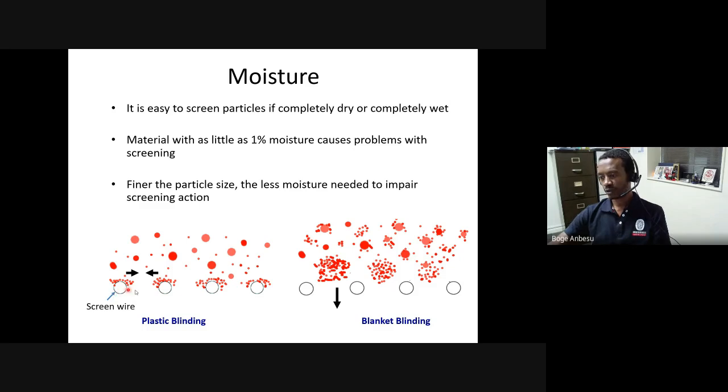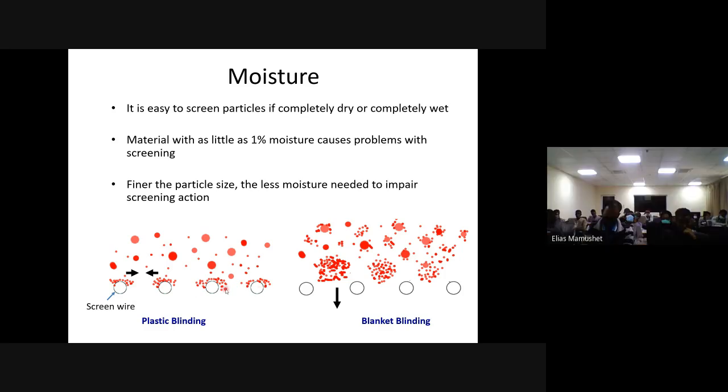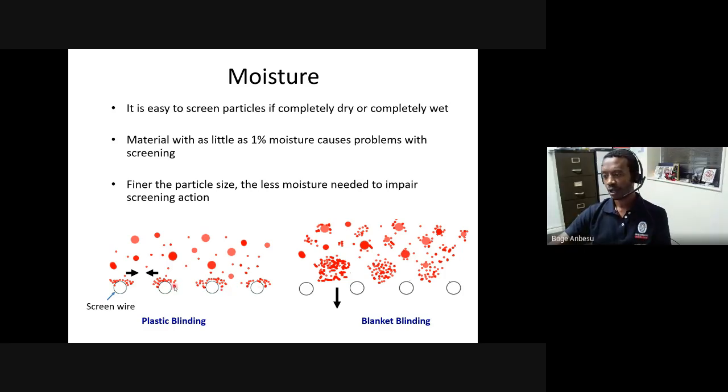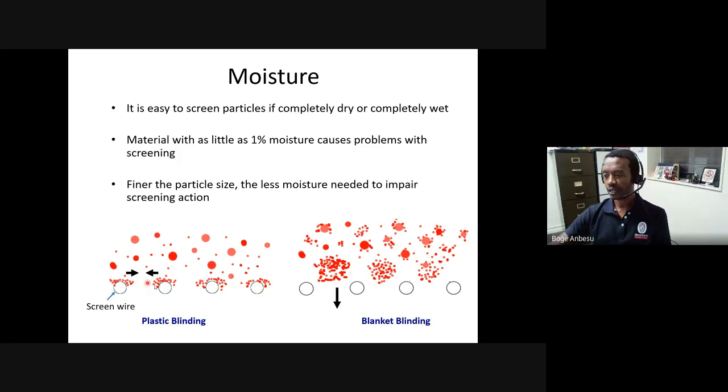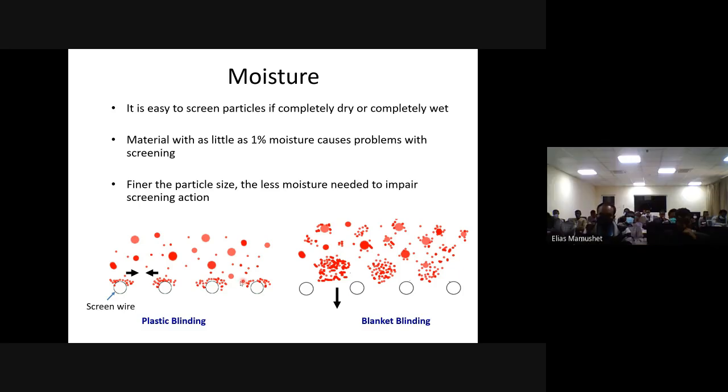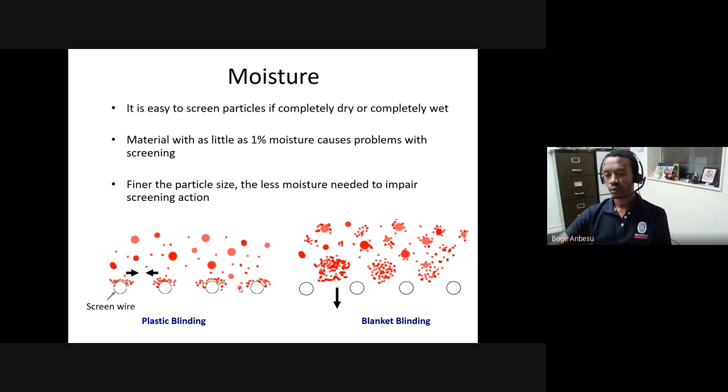If this was your screen, there's one wire here, one wire here, one wire here, and so on. If there's a bit of moisture in the sample, fine particles start sticking on the wire. Over time the fine particles will build up and eventually block this opening here. So you have a large proportion of blinding of the screens happening. If that's the case, then we call that plastic blinding.